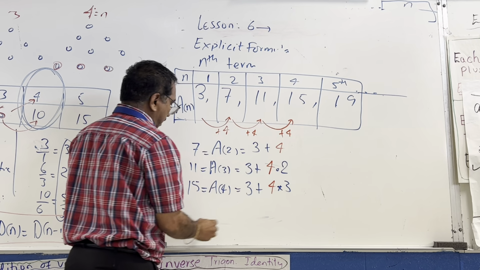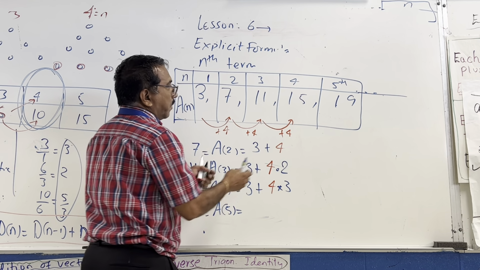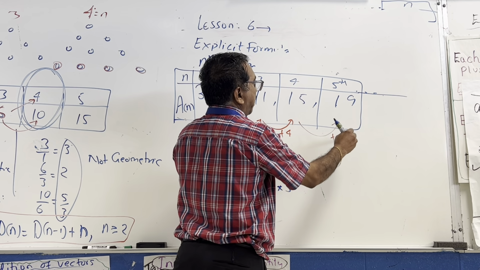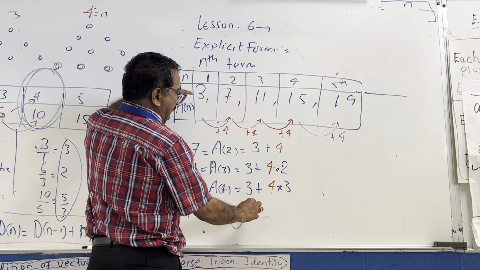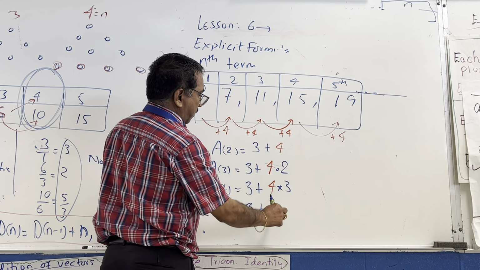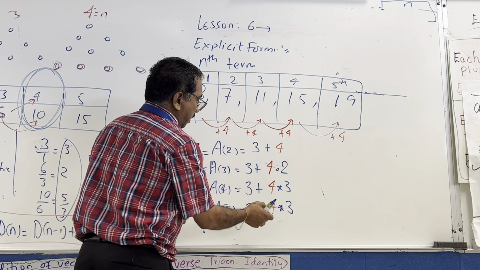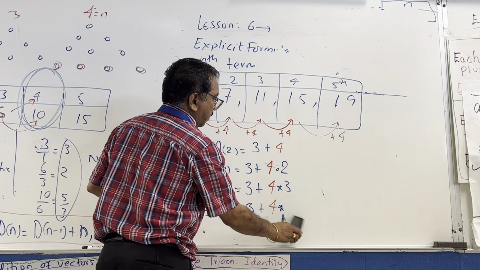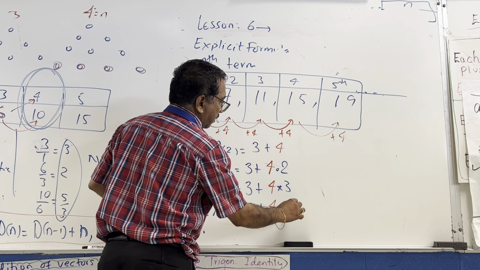So 19. This 19 is in the fifth position, but we can think of adding 4 how many times? 4 times, correct? So it is the start with 3 plus 4 times 4. Sorry, you are adding 4 times. So 4 is added 4 times.